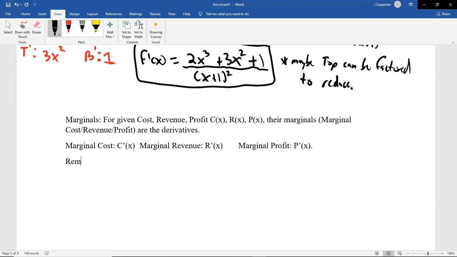As a reminder, profit is revenue minus cost. P of x is R of x minus C of x. Cost is how much you spend to make your items, to sell your items. Revenue is the money you get at the stores for selling your items. Profit is the difference of what you make and what you spend.